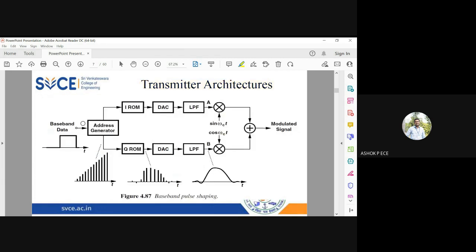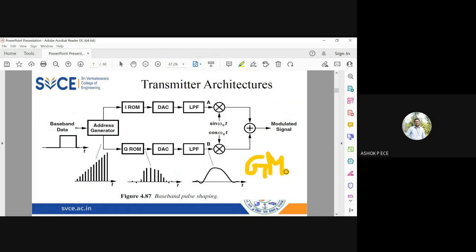So you can see here, for this baseband signal, it will generate an address. It will go to the ROM and pick out the I and Q components, convert them with a DAC, LPF, multiply by the corresponding quadrature LOs, and you will get back your modulated signal. This modulated signal will have the Gaussian minimum shift keying pulse shape.